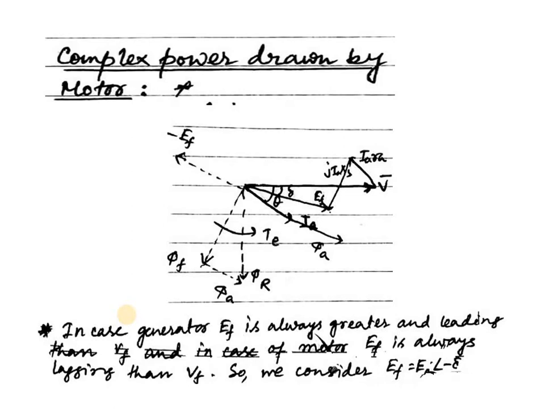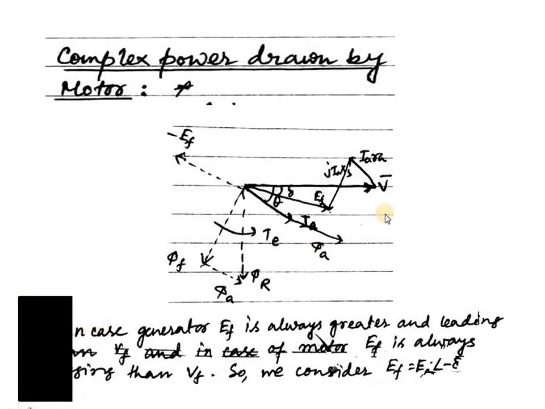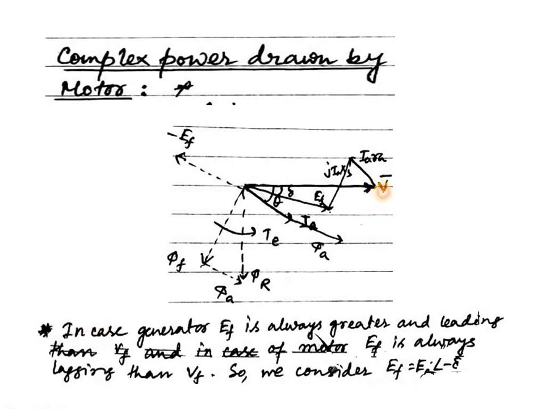The phasor EF is equal to the phasor sum of V, minus IaRa and minus jIaXs. That is, EF equals V minus IaRa minus jIaXs. This comes from V along with IaRa and IaXs, and it equals EF. This part we have done here.